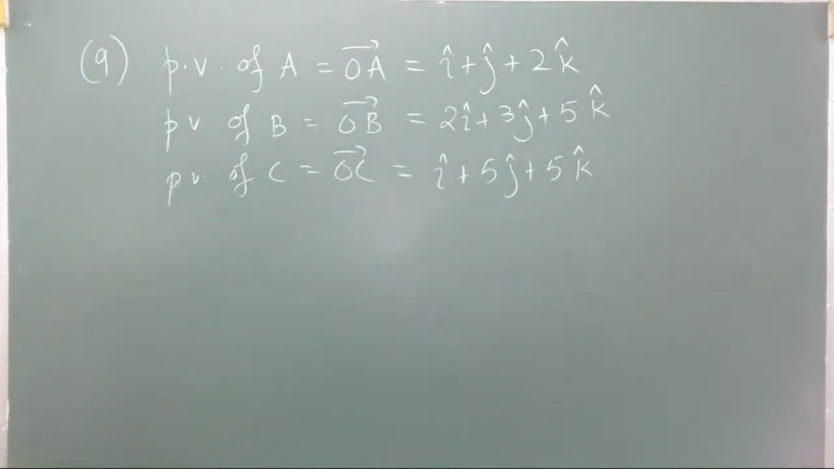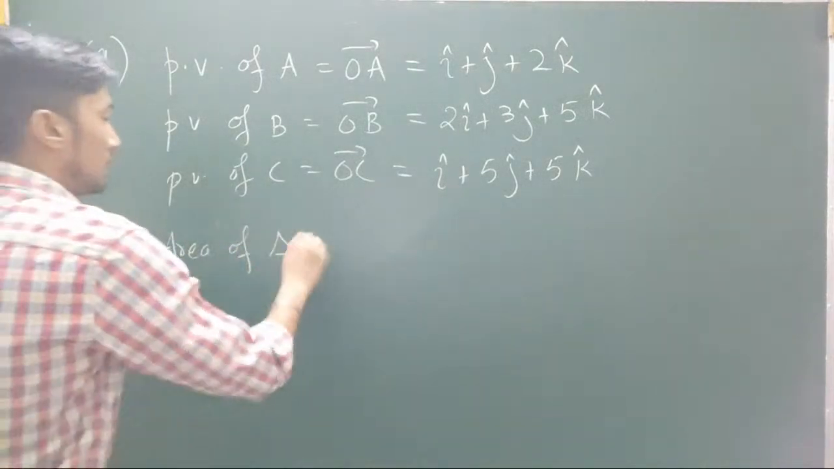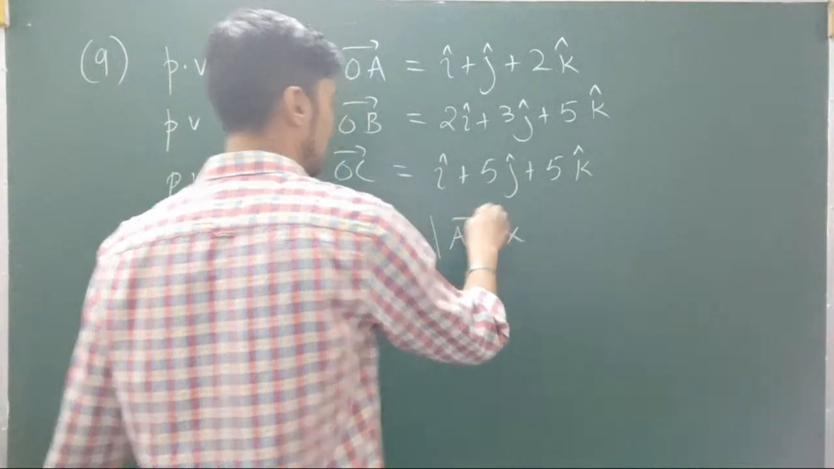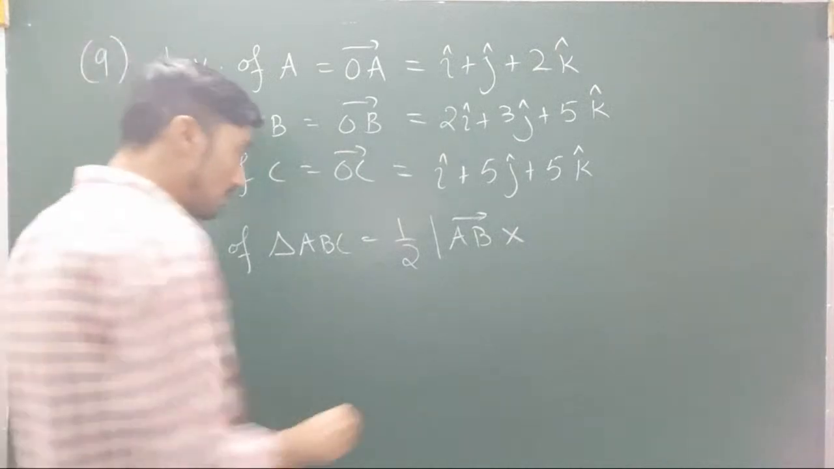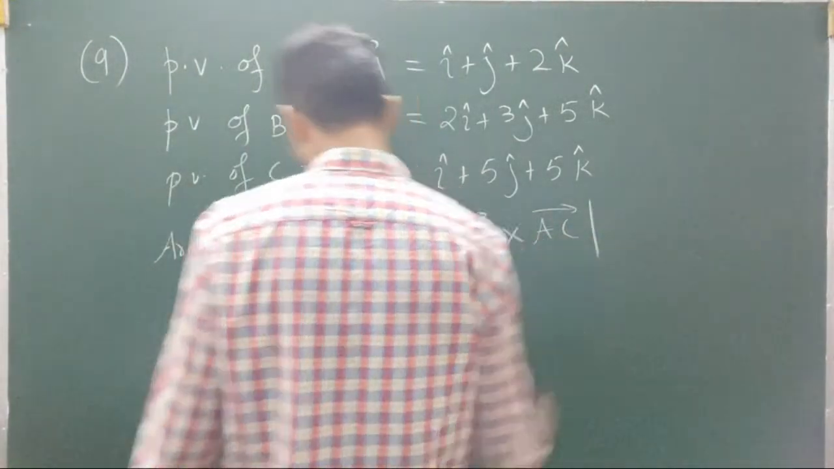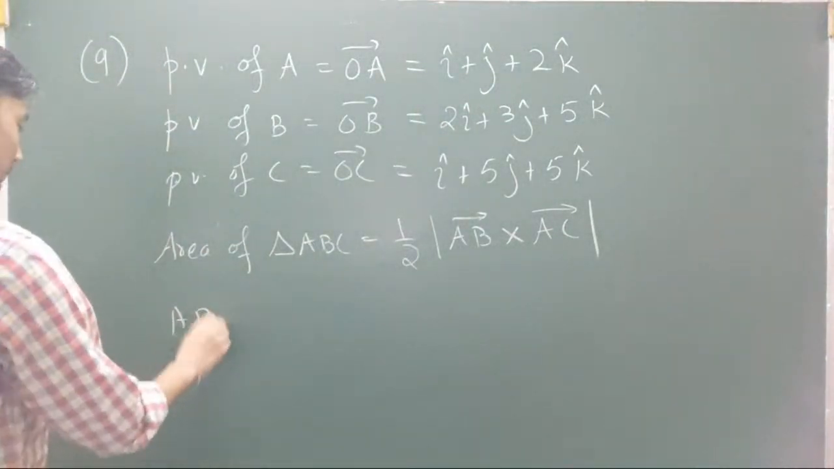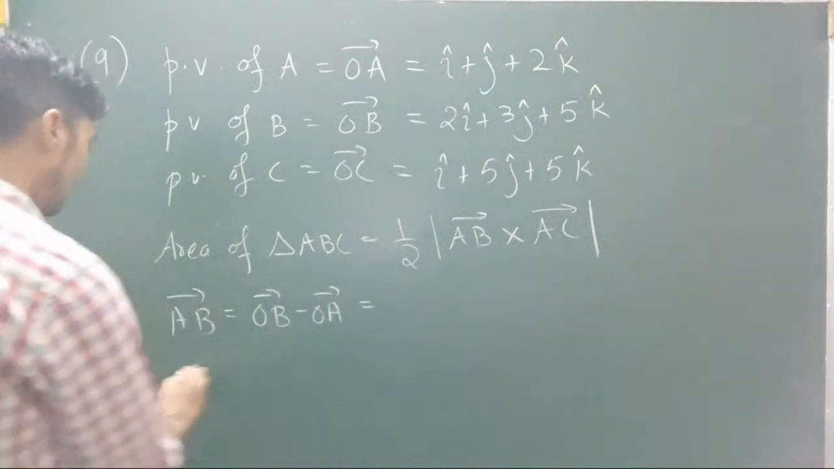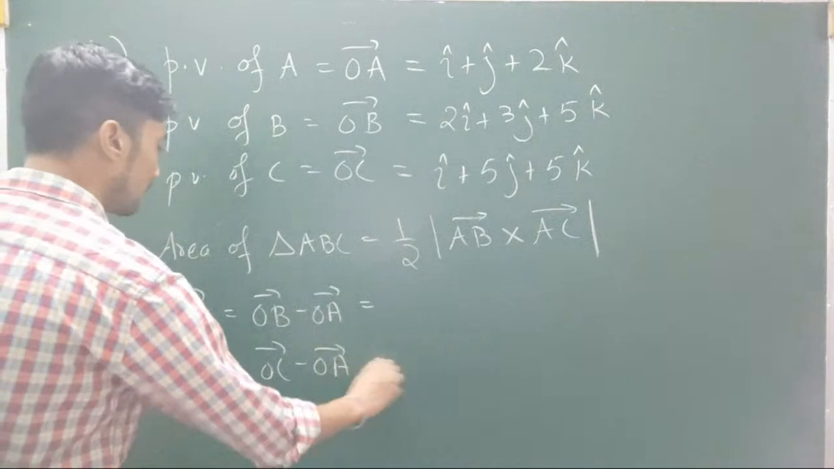Now, this also I had already given to you, that is, area of triangle ABC would be half of the magnitude of AB cross AC. You can check your formulas quickly if you have noted them down. Yes, exactly. So our job is to find AB, that is going to be OB minus OA, and AC, OC vector minus OA vector. Let's try to calculate this.